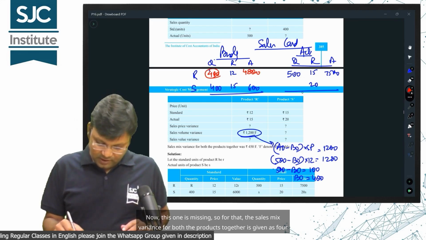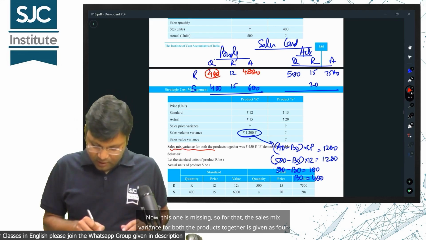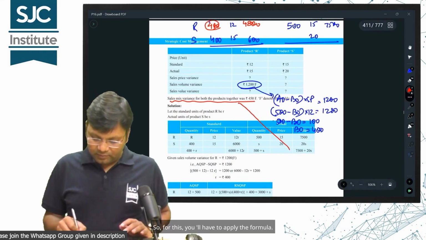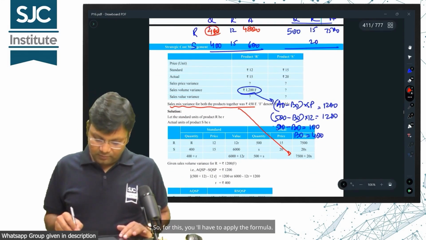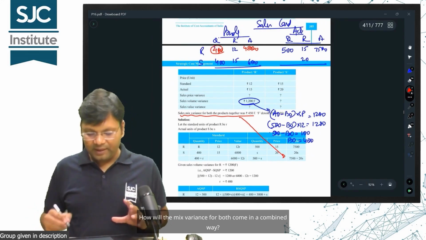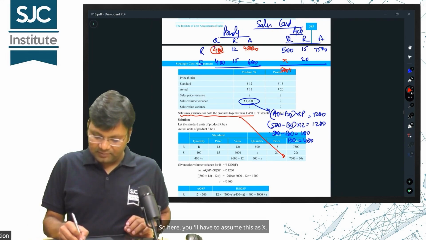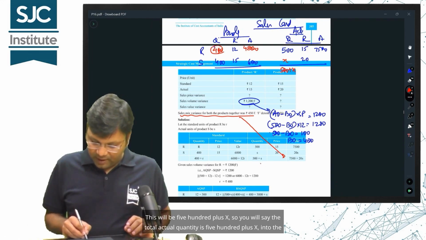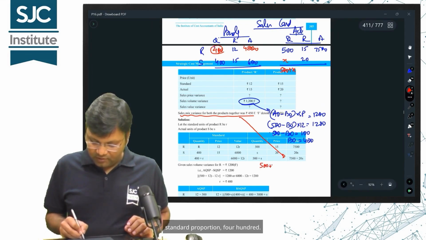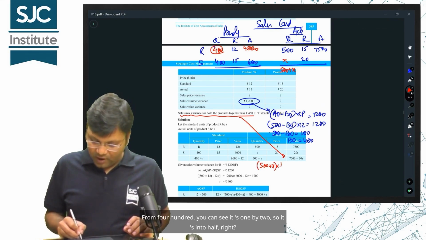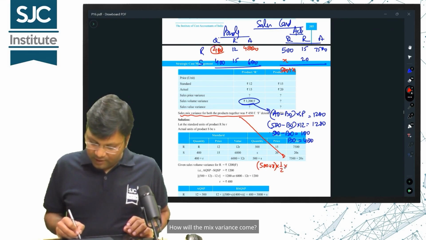Now, this one is missing, so for that, the sales mix variance for both the products together is given as 450 favorable. So, for this, you'll have to apply the formula. How will the mix variance for both come in a combined way? Here, you'll have to assume this as x. This will be 500 plus x, so the total actual quantity is 500 plus x into the standard proportion. From 400, you can see it's 1 by 2, so it's into half, right?